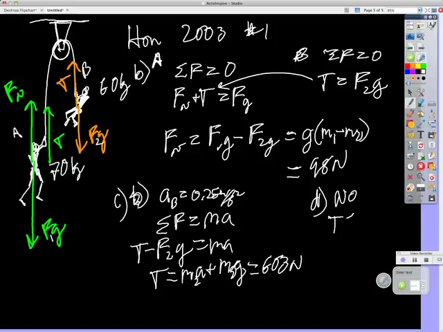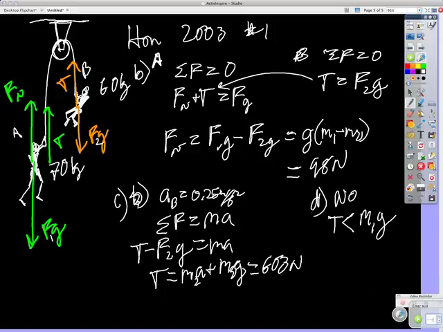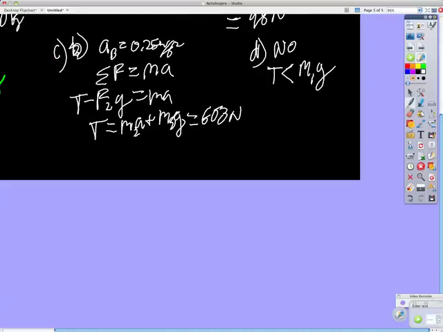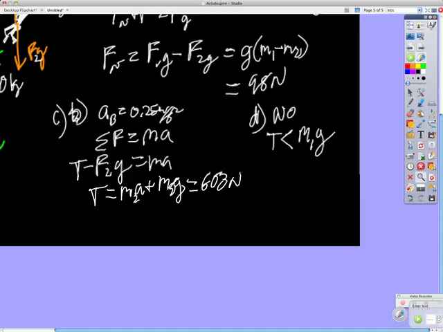Okay, and then part E says, with what minimum acceleration must student B climb up the rope to lift student A upward off the floor? So for this one, we can write a straightforward statement that involves everything. For us to get A to lift up off the floor, we need Fn to be 0. Because if Fn between you and your chair is 0, what are you doing right now? You're floating. Does that make sense?